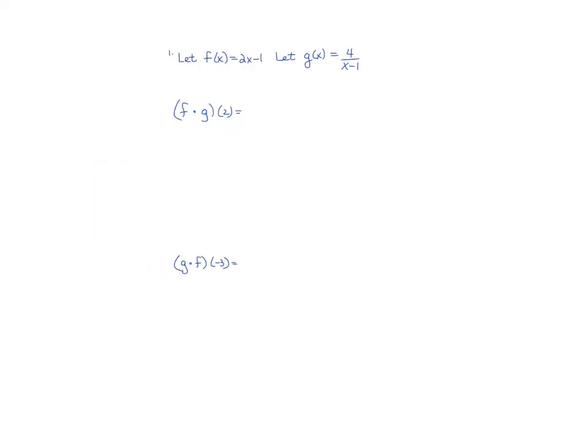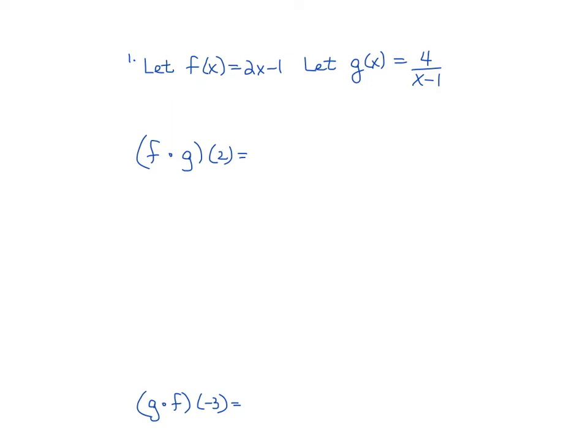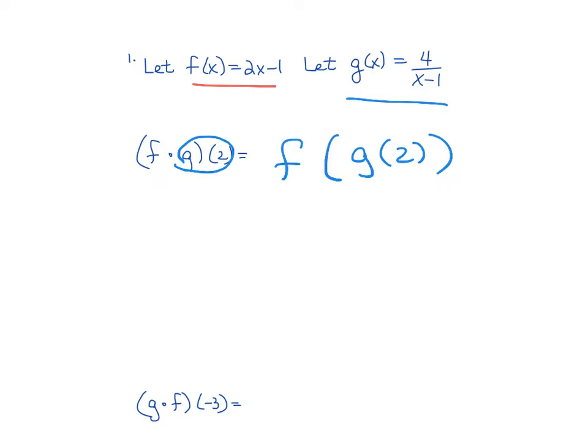So here's the first example. Again, this is a little tricky at first, so make sure you're following along. Here is my f of x function: 2x minus 1. And then g of x is 4 over x minus 1. What we want to do when we're doing the composition of these functions is work from the inside out. So we're going to take this function and put it inside the f of x function. The first thing I'm going to do is figure out what g of 2 is.